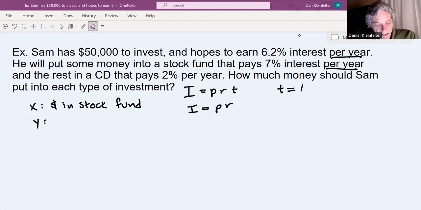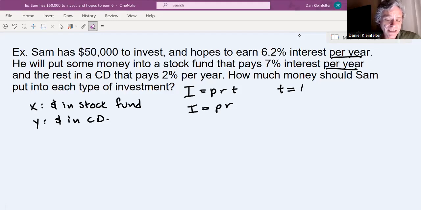And Y will be the amount of dollars in the CD. Of course, a natural question would be, why wouldn't he just put all of it into the 7% stock fund? Well, let's say that there's a risk of maybe losing money if he puts it into the stock fund. And so he wants to balance that risk by putting some money into the CD.